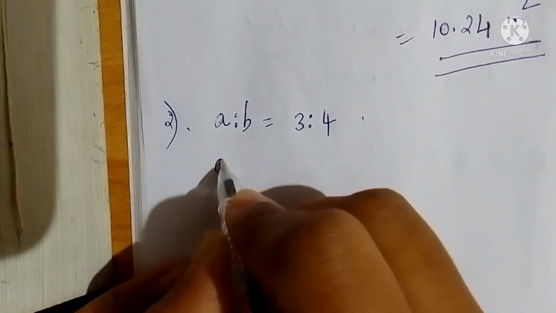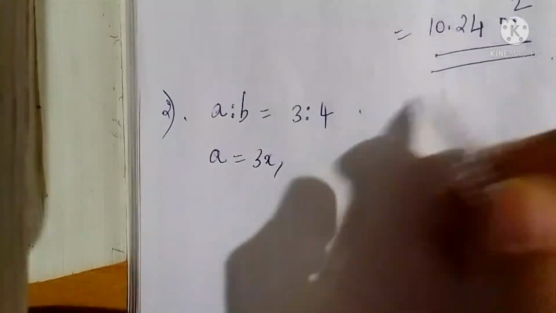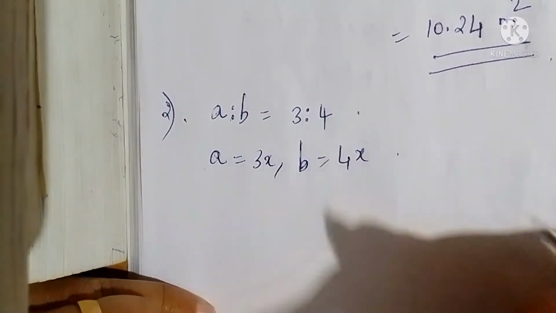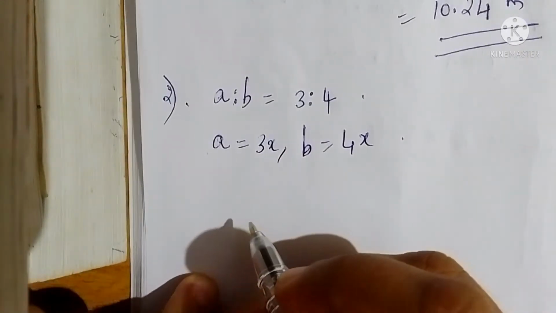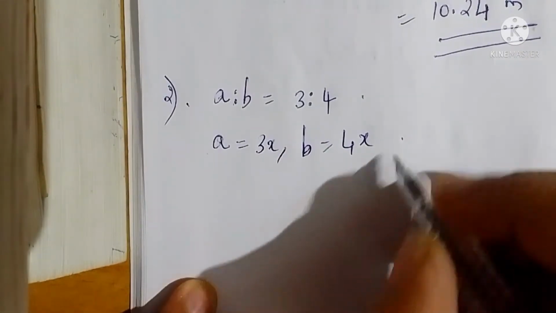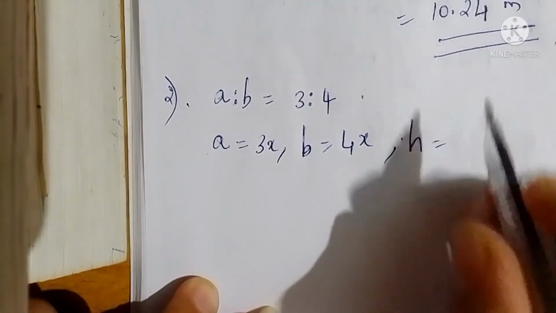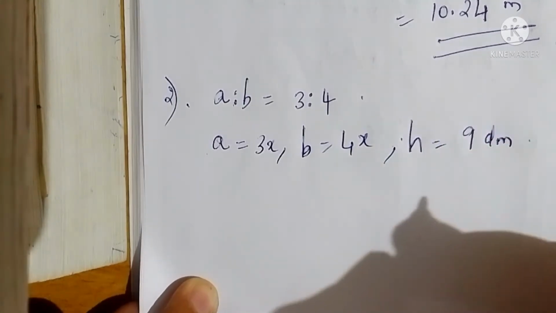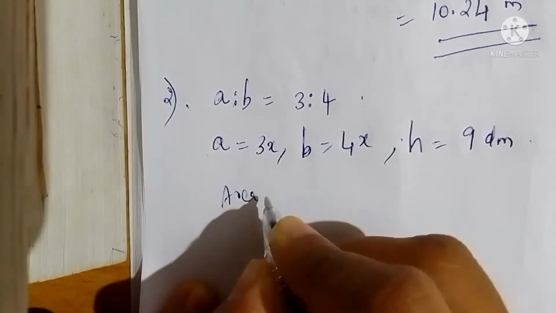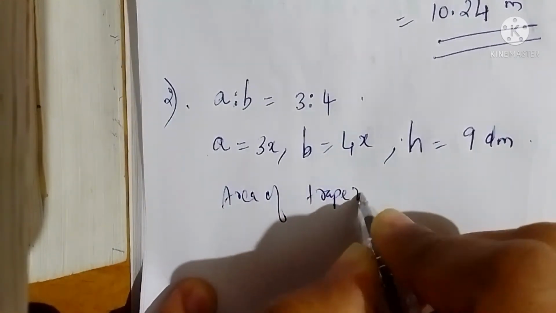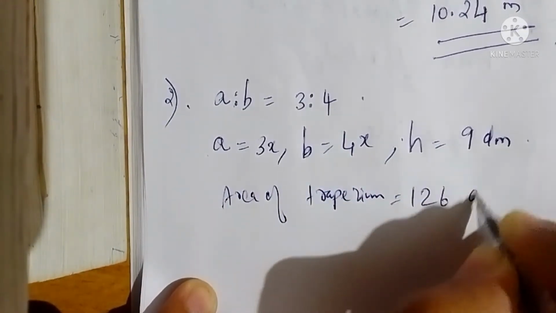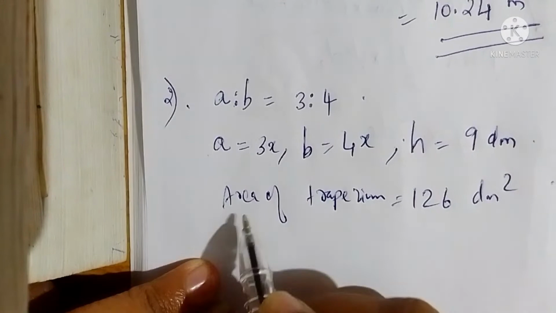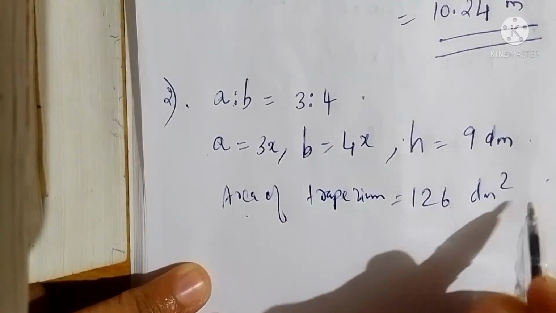So one parallel side A we can take as 3x, then B we can take as 4x. Then in the question it is given the distance between the parallel sides, that means h. H equal to 9 decimeter. Then area of this trapezium is 126 decimeter square. We have to find the value of A and B.